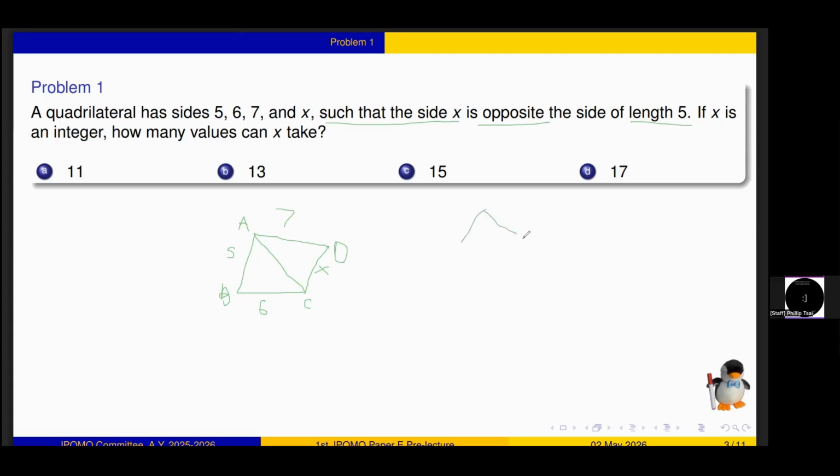Actually, I forgot to mention the triangle inequality. For a triangle, let's call it DEF, when you have side lengths A, B, and C, it's that A plus B is greater than or equal to C. Actually, for a non-degenerate triangle, it's just A plus B greater than C, B plus C greater than A, and A plus C greater than B. So how can we use this information to restrict the values that x can take?